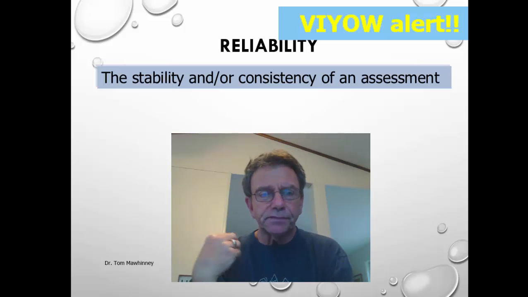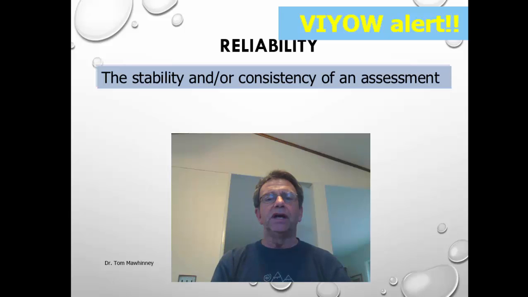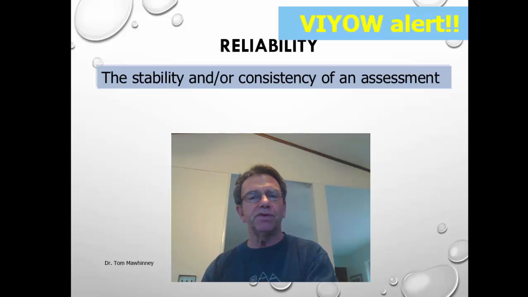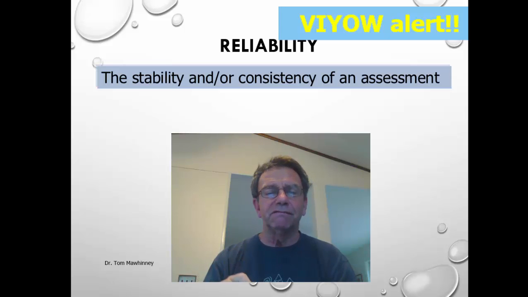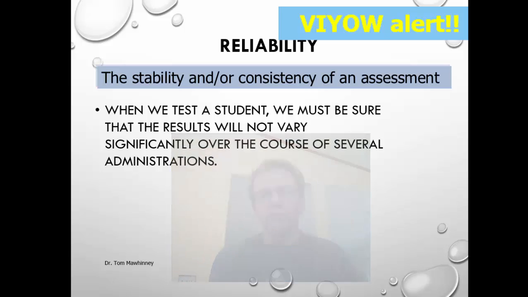So the definition of reliability is the stability or consistency of an assessment. It's that simple. If you're getting the same results every time you issue that test, then it's reliable. So when we test a student, we must be sure that the results won't vary significantly over the course of several administrations.